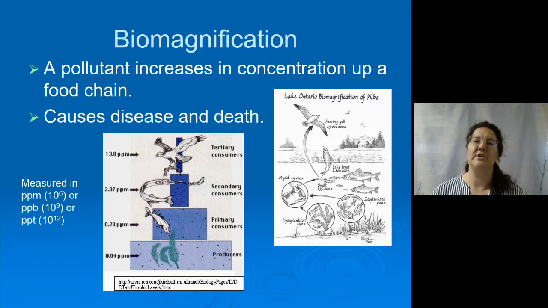But then at each level up the food chain, as the primary consumers eat lots of producers, their level of mercury in their body system will increase. Then as the secondary consumers consume the primary consumers, the level of mercury will increase again until tertiary or quaternary consumers have very high levels of mercury in their body system.